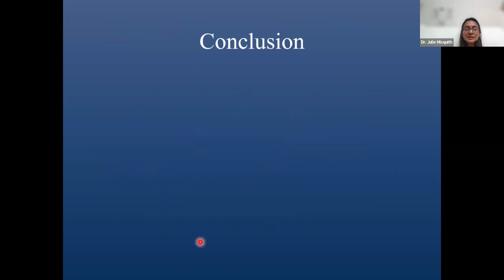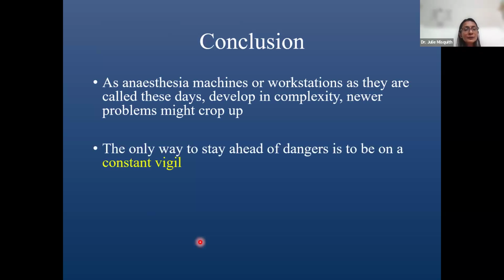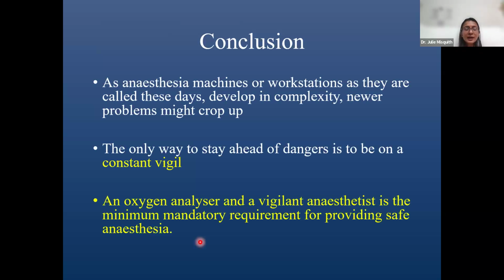So in conclusion of this talk on safety features, we should remember anesthesia machines and workstations are constantly developing in complexity, so newer problems might crop up. We have to be in tune with the new workstations and their safety features. The only way to stay ahead of dangers is to be on constant vigil. An oxygen analyzer and a vigilant anesthetist is the minimum mandatory requirement for providing safe anesthesia. With this, I conclude my talk.